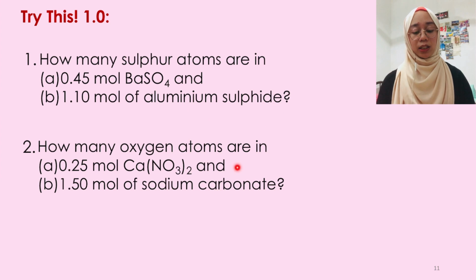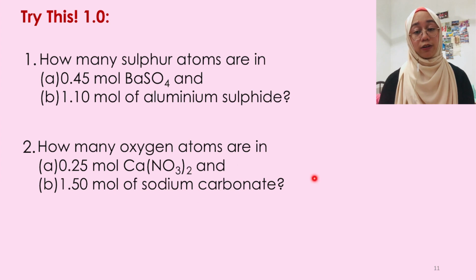In the second question, you are asked to look for the oxygen atoms in 0.25 mol of calcium nitrate and also 1.50 mol of sodium carbonate. Again, you need to look for the formula of sodium carbonate first, and then you can work it out later on. So yeah, that's all, class.